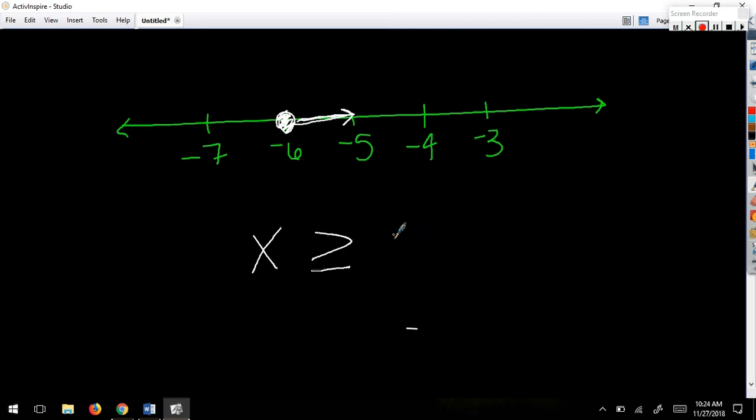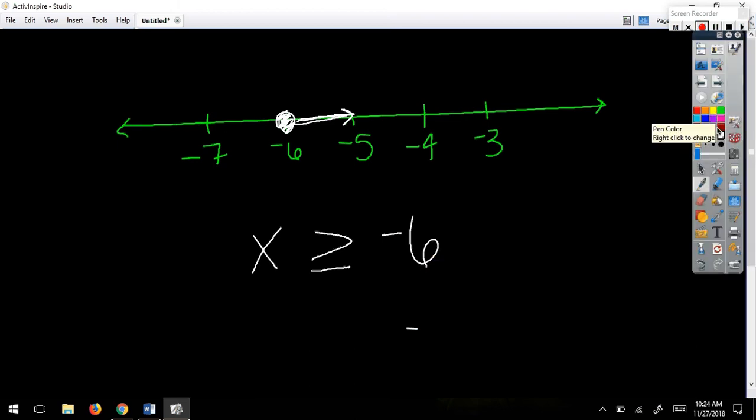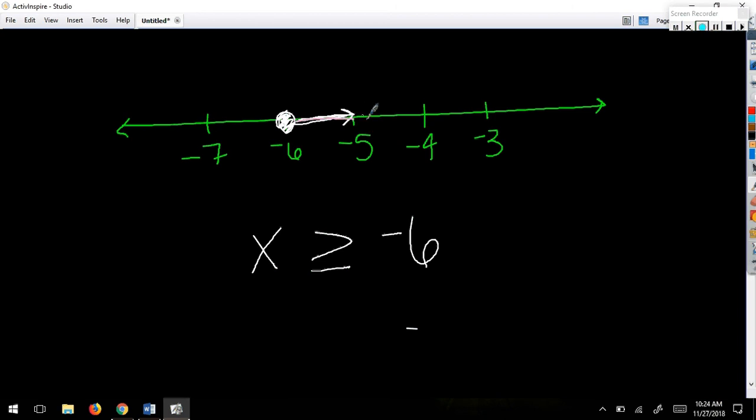What's this number here? And then I'm going to show you a trick. What's this number? -6. It's easy. All right, look at this little trick. Whenever I draw this arrow, look what that looks like right there. If I drew it this way, it looks like a what? The arrow.